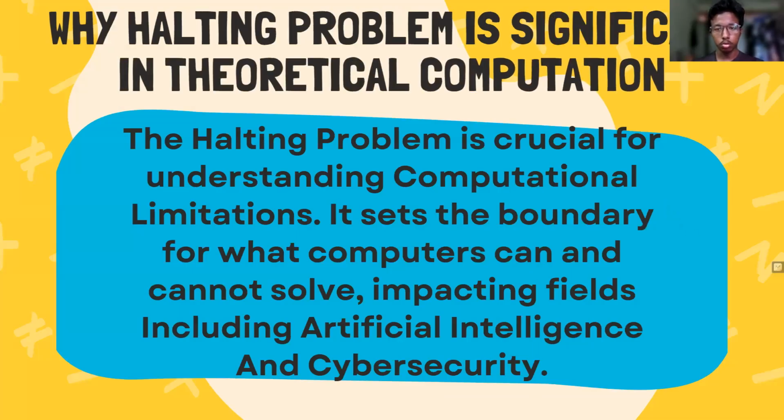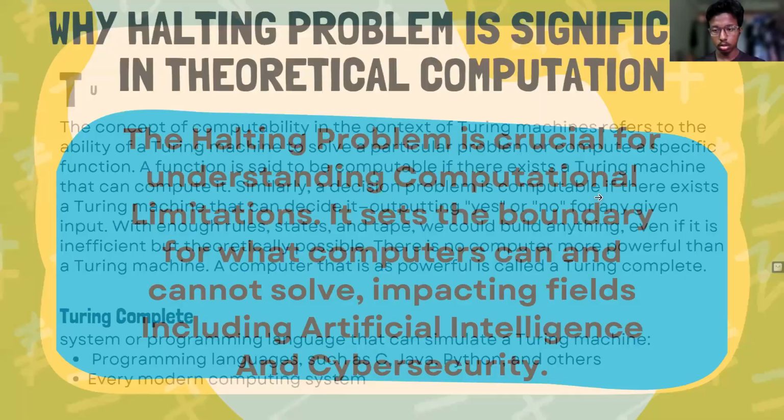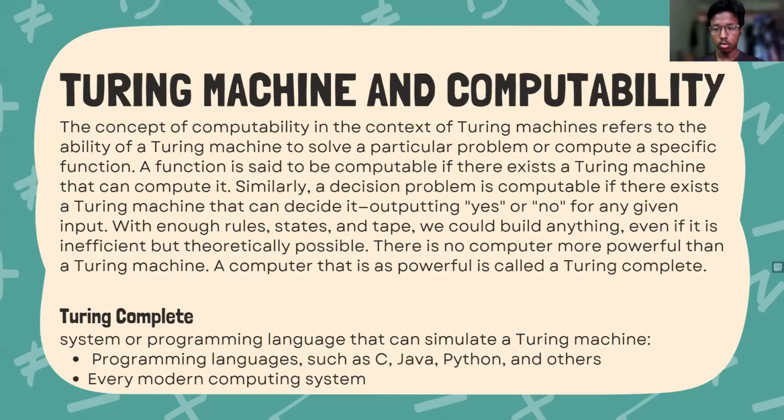So why is the halting problem significant in theoretical computation? The halting problem is crucial for understanding computational limitations. It sets the boundary for what computers can and cannot solve. It impacts fields including artificial intelligence and cybersecurity. It turns out there is no possible machine that can solve the halting problem. It doesn't matter how good the program is, it cannot solve the halting problem. Next, I will pass it to Haziq to explain about Turing machine and computability.